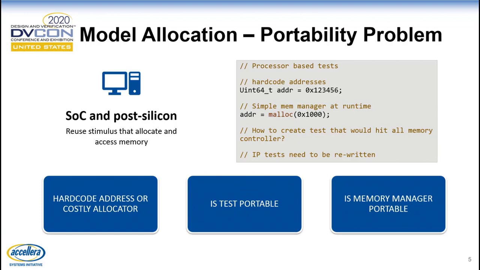It'll run very slow in your simulation. It'll run slow in the emulation. It will be okay in your post-silicon. But again, how do you create interesting scenarios with this? Is this memory manager portable? Did you use the test that you write at IP level or subsystem level? Anyway, so these are the general problems faced by everybody. People solve this problem, and we've been doing this for some time.